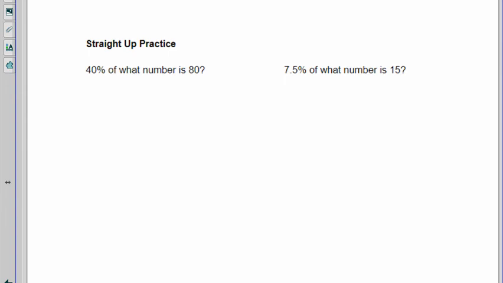We got some straight up practice here. For the first problem, 40% of what is 80? And for the second one, 7 and 5/10% of what is 15? Give it a try. We'll talk about it.